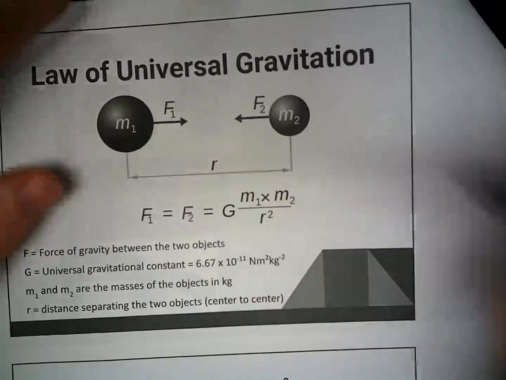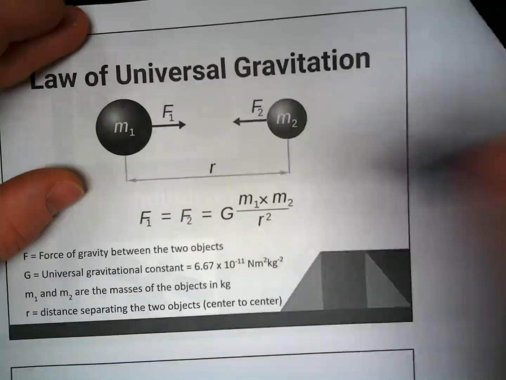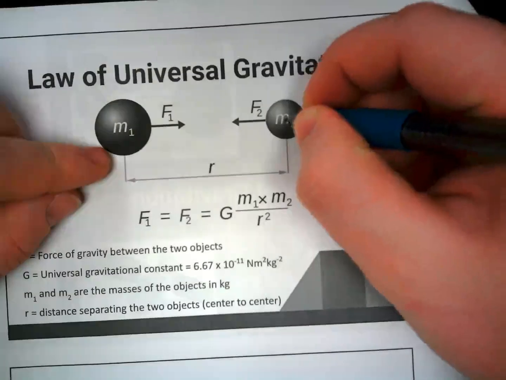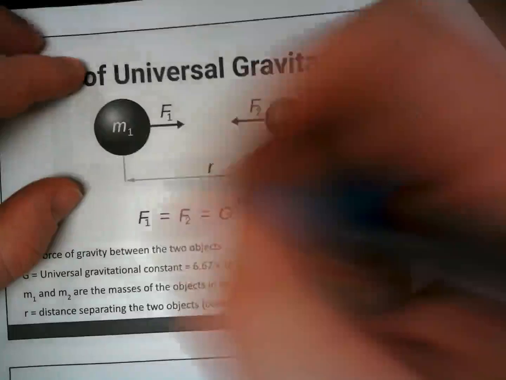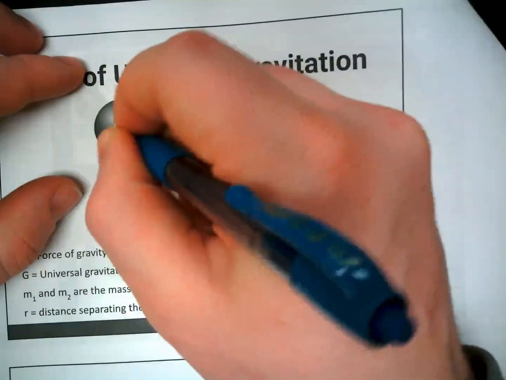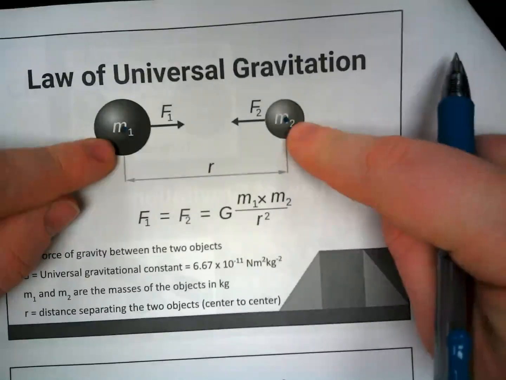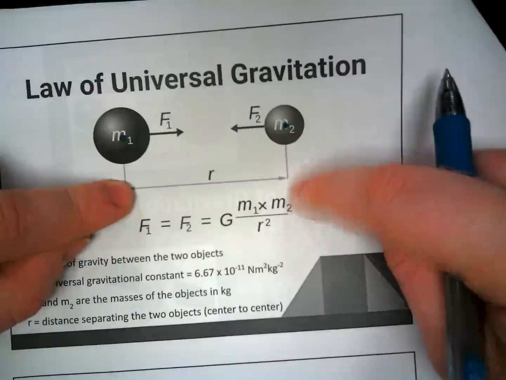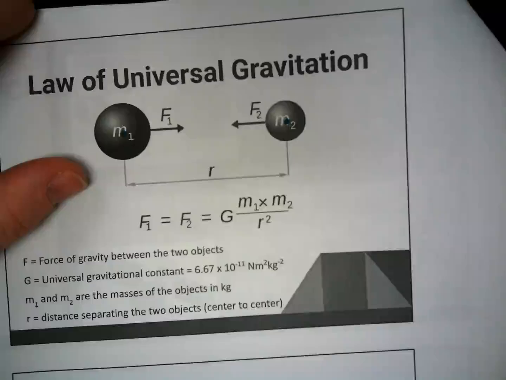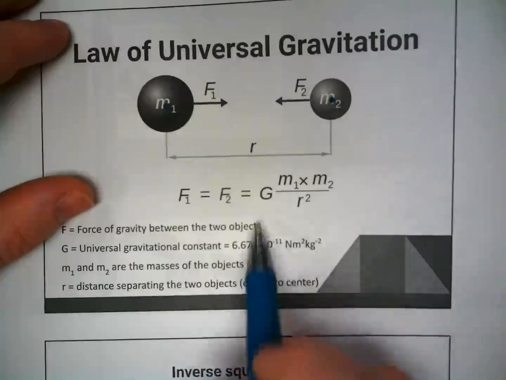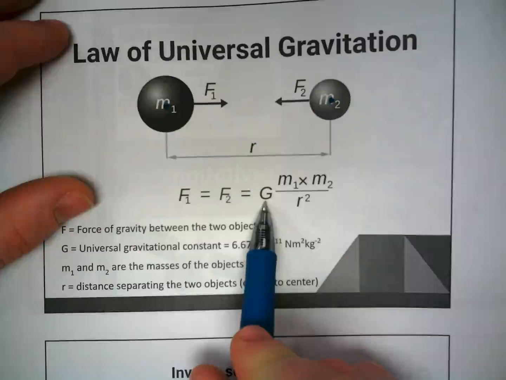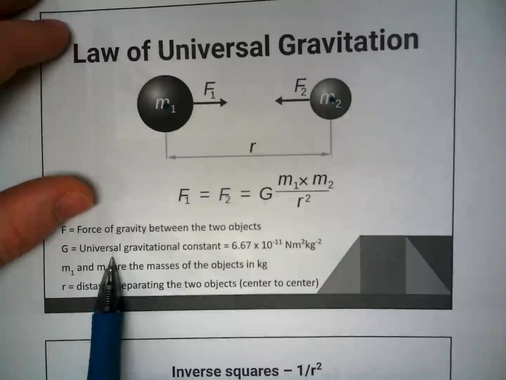The way we're able to measure it is by taking the radius, so taking the distance from the center point of this mass and measuring to the center point of this mass. So that's the radius, and the masses are how much mass each one has, and we're going to multiply all this by big G. Now big G is the universal gravitational constant.